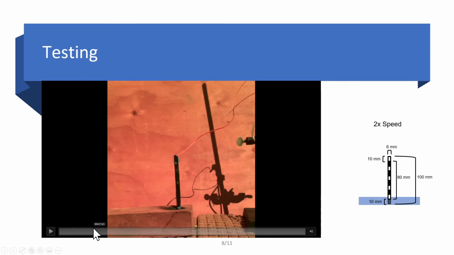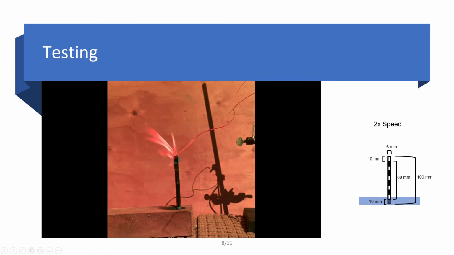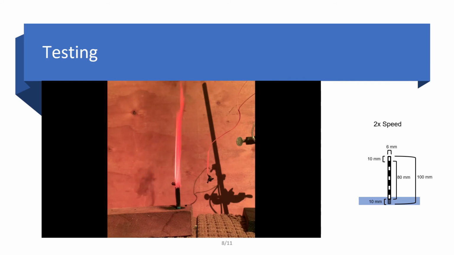This is a video of the first trial of our experiment. It's played at 2 times speed, and it shows the propellant burning. The length between the two blue pieces of tape was measured, and the time that it takes the flame front to travel between these 2 points was recorded in the video. The burning rate can then be established by dividing the length burned over the time it took for the flame front to travel this distance. The propellant sample was 10 centimeters long and had a cross-section of 6 millimeters by 6 millimeters.